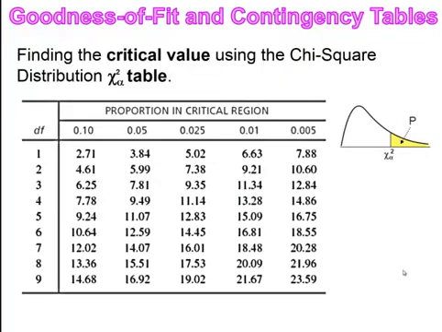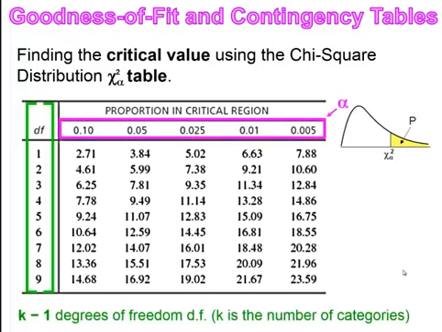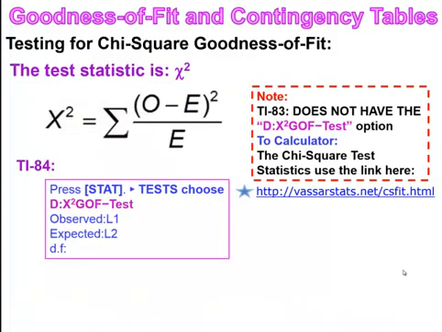When we're finding the critical value by using the chi-square distribution table, it's going to be based on a degree of freedom and a level of significance, or alpha. So you're going to look at the alpha value, find the degree of freedom by doing the number of categories minus 1, and then where it intersects will be your critical value. So you're going to find the critical value by using the table.